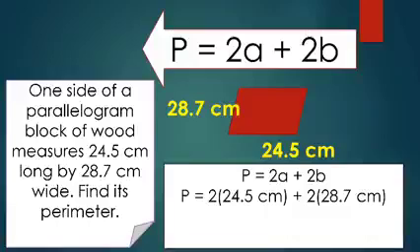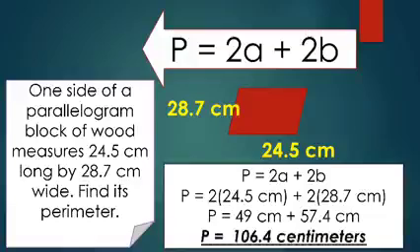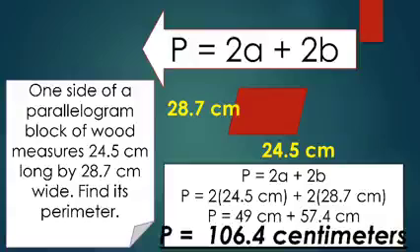By substitution, our formula becomes P is equal to 2 times 24.5 centimeters plus 2 times 28.7 centimeters. Multiply. 2 times 24.5 is 49 and 2 times 28.7 is 57.4. Then add 49 centimeters plus 57.4 centimeters is equal to 106.4 centimeters. Therefore, the perimeter of parallelogram block of wood is equal to 106.4 centimeters.